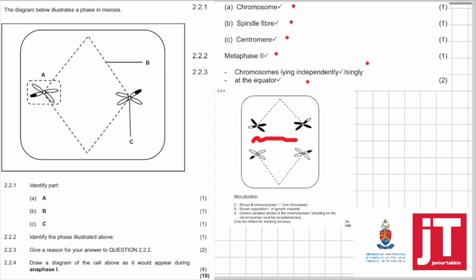And you make sure that there's no spindle fibers in here in the center. Right? And whole chromosomes, and you make sure the shading is correct as well. So what they're looking for, C shows 4 chromosomes, shows the separation, and then you must show the variation in the chromosomes to show crossing over. Very nice question. Okay, and this is all they asked for. They didn't ask for labels. So you must read the question carefully.